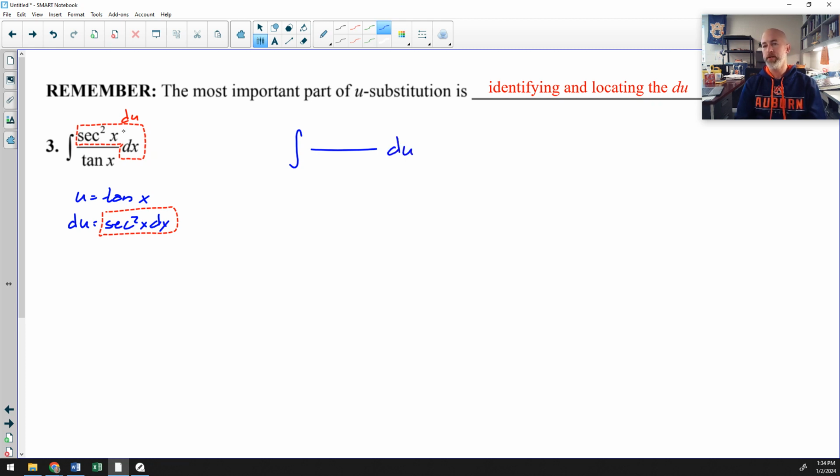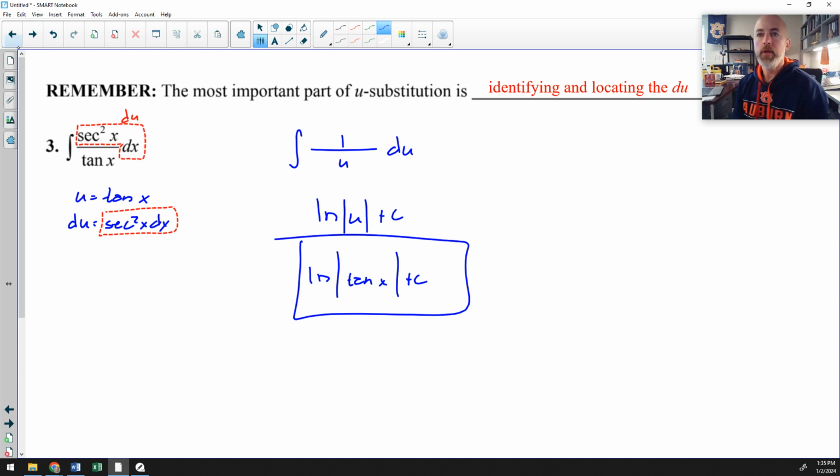Now the numerator of secant squared is part of the du, so the numerator disappeared. I like to put a 1 there to hold the place. Tangent x is my u, and so now I'm left with 1 over u, which again is recognition. You should see that and just know that that is the derivative of the natural log of u. And then we will plug our tangent x back in, plus c.